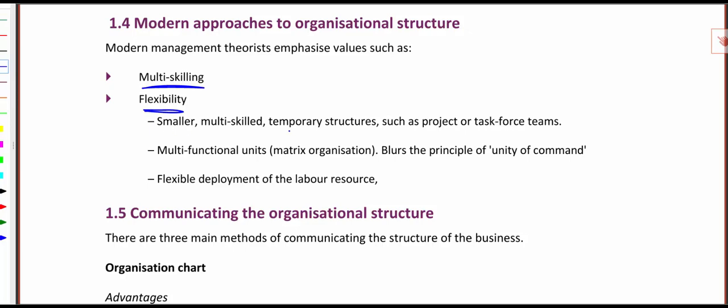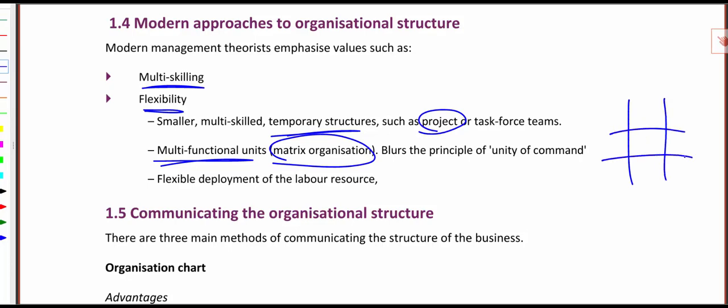So smaller temporary structures. So lots of projects. If you need a task completed, we'll bring in a team that knows how to do that task. And when the task is complete, we can disband the team. So lots of flexible working. As I said, multifunctional units. So this idea of a matrix organization basically means that we have multiple layers of command. Okay, so one person here might report into two different line managers, or one project manager and one line manager. So this idea of unity of command, where one person tells you what to do, is kind of replaced.